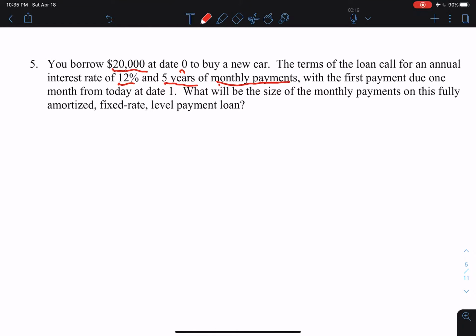Okay, that fully amortized means that when you make your last required payment, you will owe nothing. Fixed rate means the interest rate will not change over the life of the loan. Level payment means the size of the payment does not change over the life of the loan. It's the same payment every month.